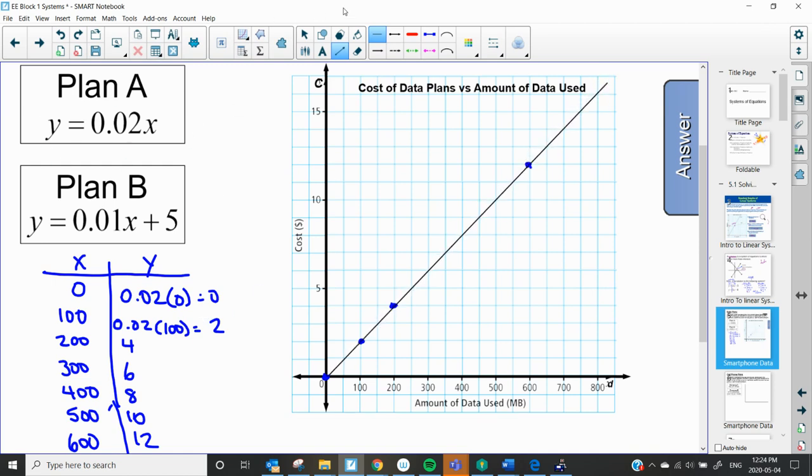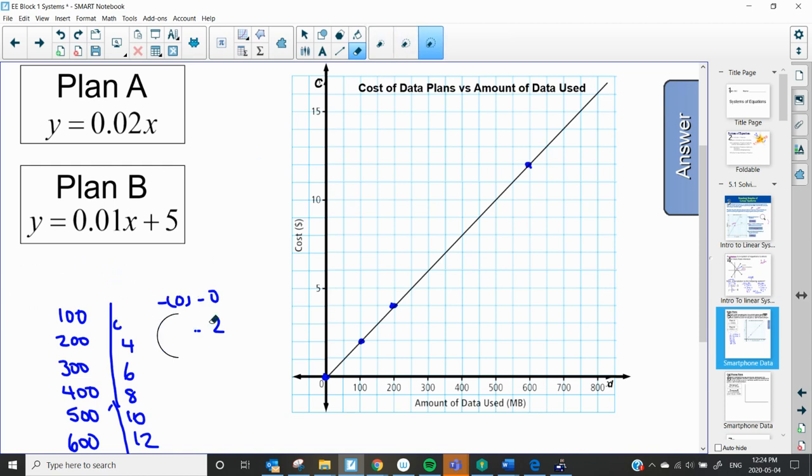Now, for the second graph, I'm just going to erase what I have here and make a new table of values.